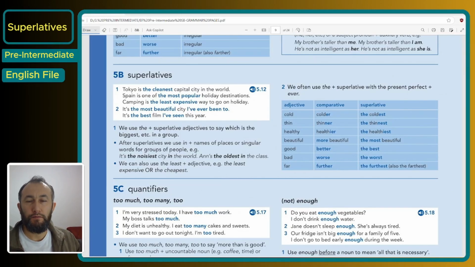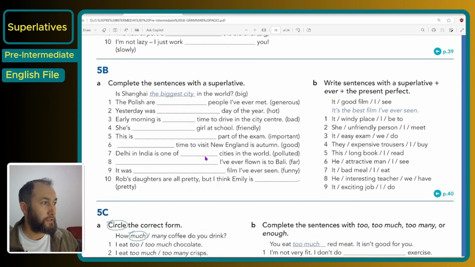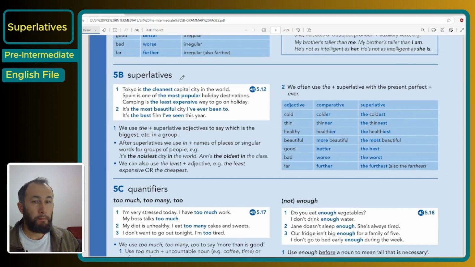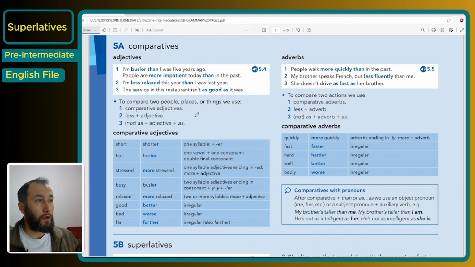So we're going to start 5B in this video, grammar bank from pre-intermediate level. I'm going to explain superlatives in this video and we're going to do the exercise relating to them as well. So let's get started. In our last video we discussed comparatives, how to compare two things.